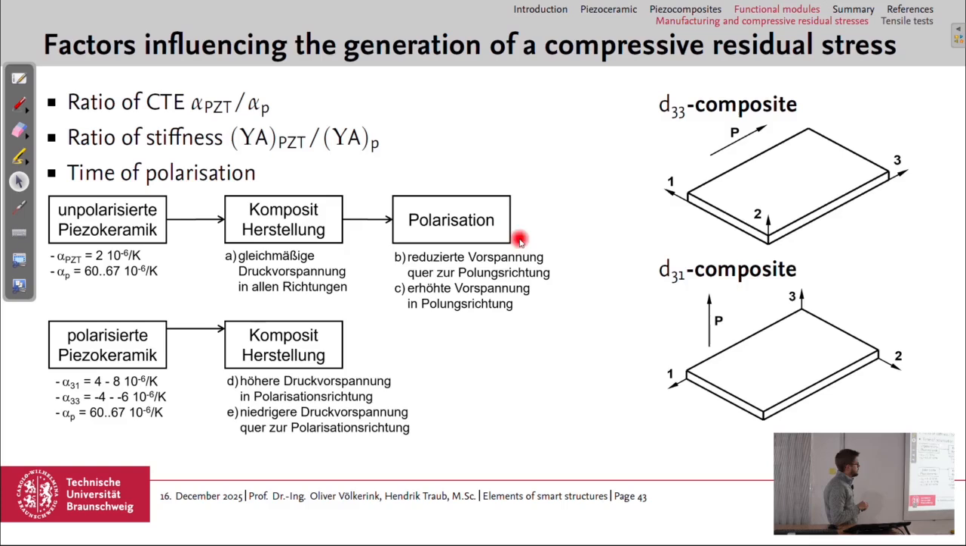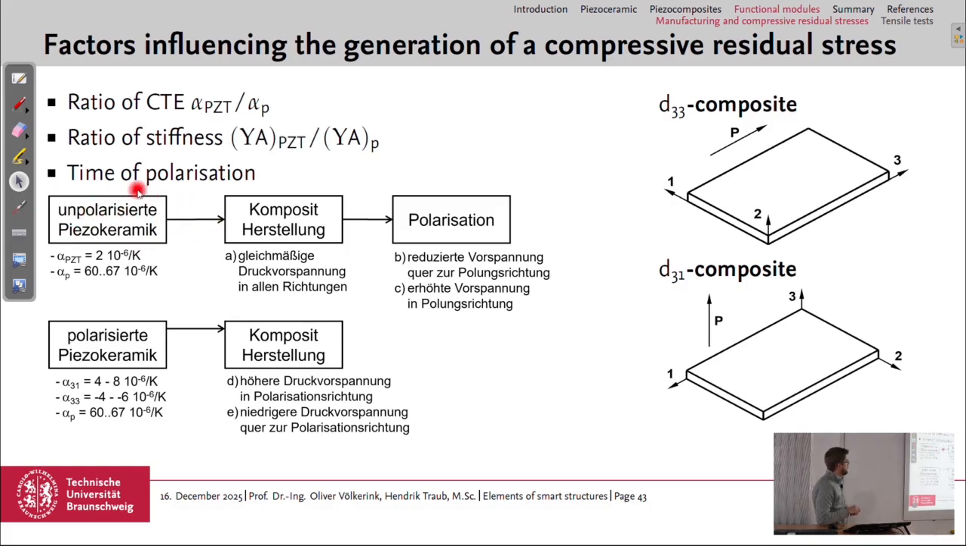Then there are two options or two routes for manufacturing, and the difference is the time of polarization. Factors influencing these compressive residual stresses are, of course, the ratio of coefficients of thermal expansion of the different materials. It's also the ratio of the stiffnesses, and it's the time of polarization. Unfortunately, this is still German, but I will walk you through.